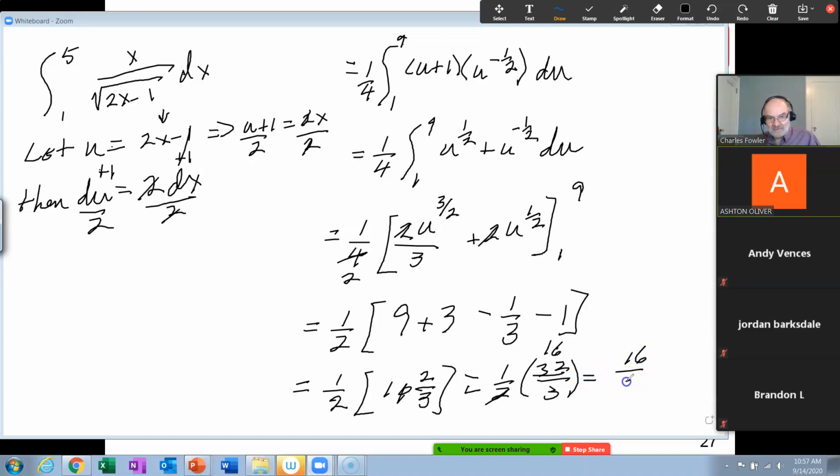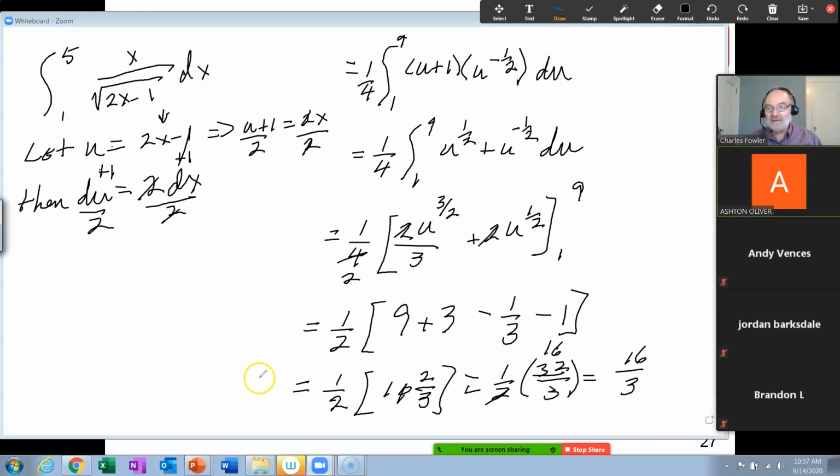Now I may have made a dumb mistake here, but let's check and see. How did the book do? Oh my goodness, look at that. They got 16 thirds as well. So that's how we do it. This is not exactly as straightforward as the previous one was.